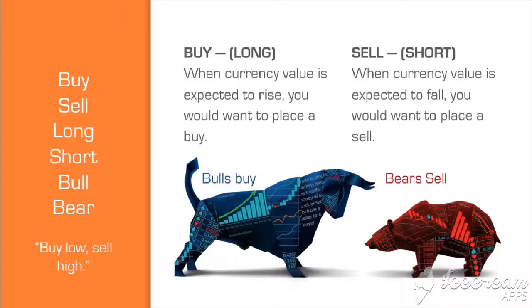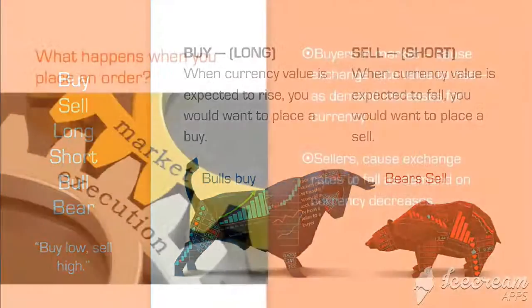Something else to pay attention to. You see the picture, the bulls versus the bears. Bulls are all buy orders. And bears are all sell orders. So if you hear the market is bullish today, that means it's an up market. The market is rising. If it's a bearish market, that means the market is going down. So bulls versus bears. A bull is going up like a buy or going long. Bear is the sell going down, okay, or going short.